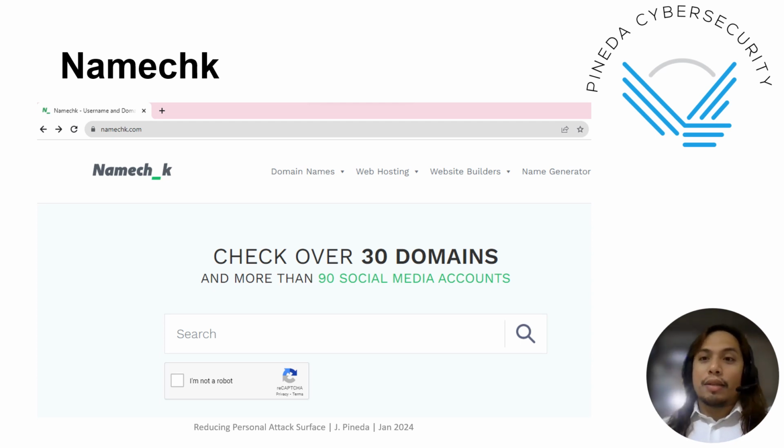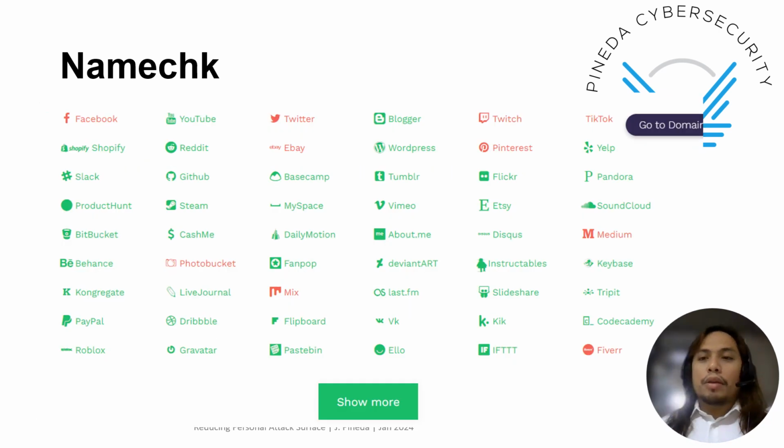What Namechk does is it shows you which websites you have used that email on, meaning there is an existing account associated with that email for that application. For example, all of these greens here mean that your email was used to sign up to one of these applications: YouTube, Blogger, Shopify, Reddit, WordPress. The red ones mean that you did not use that email to sign up for it. Then you can show more, and show more.